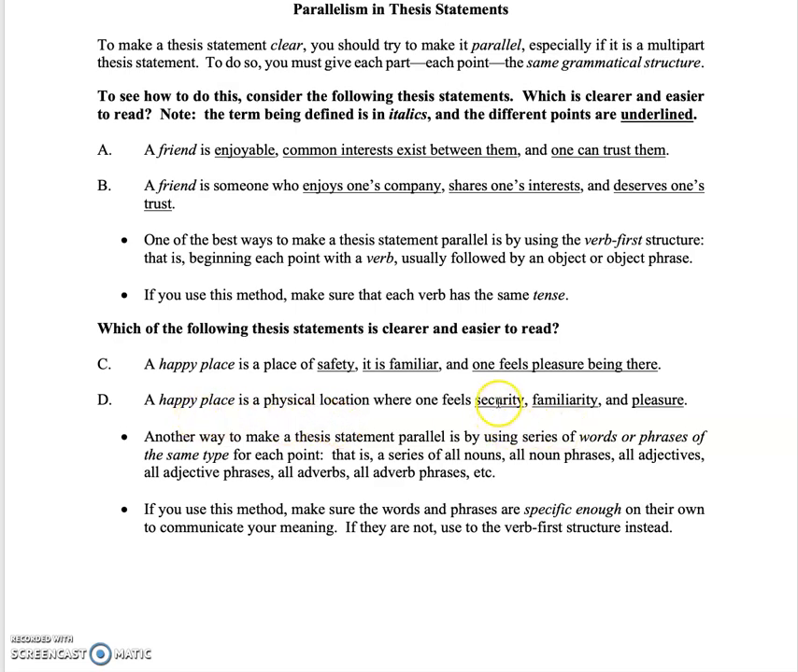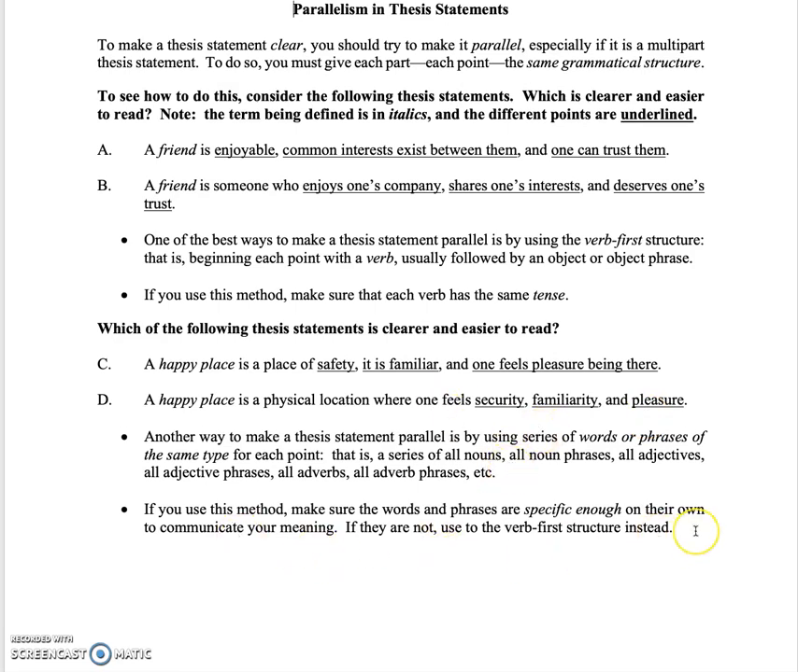Whereas in D, we have three parallel words, security, familiarity, and pleasure. And all of those are nouns, so we have three nouns, and that makes it nice and parallel. And this is the other way that you can make a thesis statement parallel, and that's by using a series of words or phrases that are the same type for each part of the thesis that you cover. So they could be all nouns like this, or all noun phrases, so they could be a noun with a little phrase. They could be all adjectives, all adjective phrases. I mean, you know, anything that's parallel.